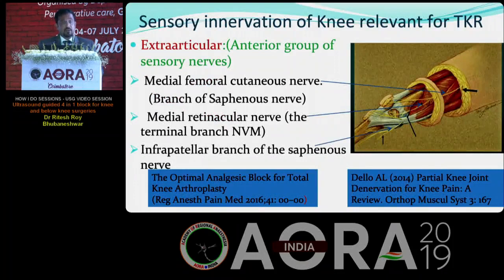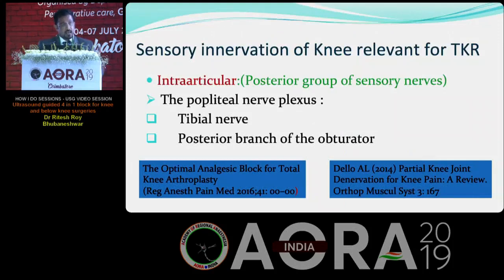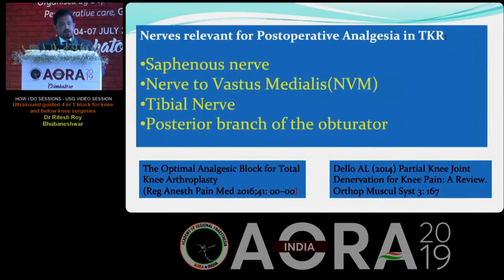And what are the innervations which are relevant to it? It's mainly divided into the extra-articular or the anterior group of sensory nerves, mainly the saphenous and the nerve to vastus medialis. And intra-articular, it is nothing but the posterior group of sensory nerves, the popliteal nerve plexus, which is formed by the tibial nerve and the posterior branch of obturator. So what are the nerves relevant for postoperative analgesia in TKR? It is the saphenous nerve, the nerve to vastus medialis, the tibial nerve, and the posterior branch of obturator.